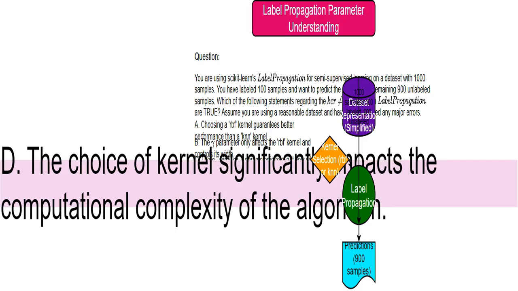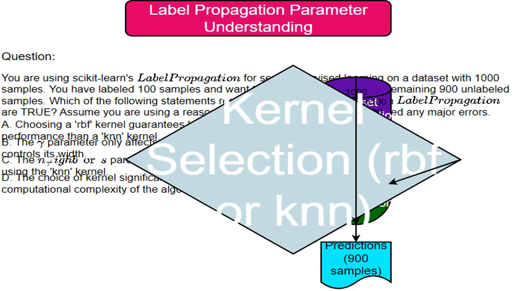The choice between the RBF and KNN kernels significantly influences the algorithm's computational speed. The RBF kernel, which involves more complex calculations, tends to be slower, especially with larger datasets, compared to the computationally simpler KNN kernel. Think of it like this: calculating distances to all points, RBF, is slower than just checking your nearest neighbors, KNN. I must choose between two kernels, RBF radial basis function, and KNN nearest neighbors.